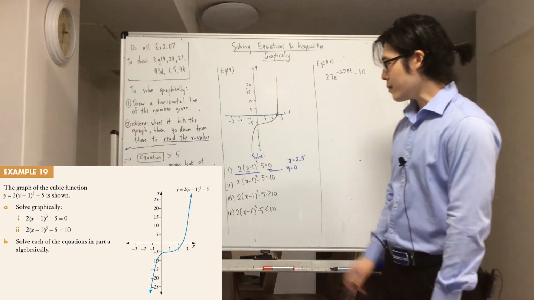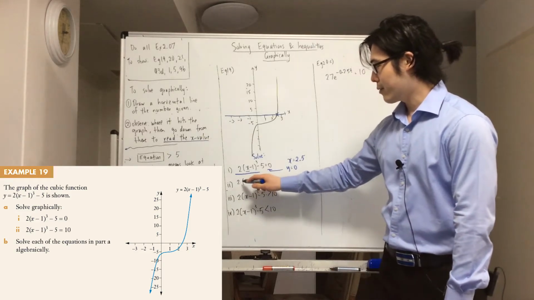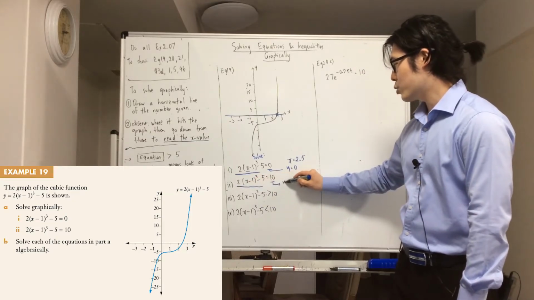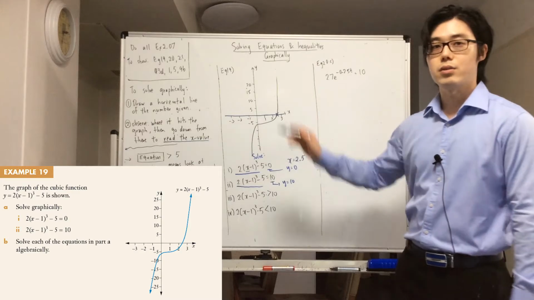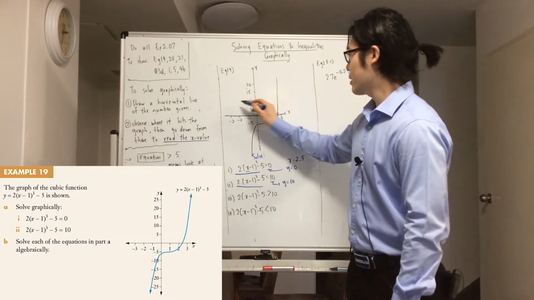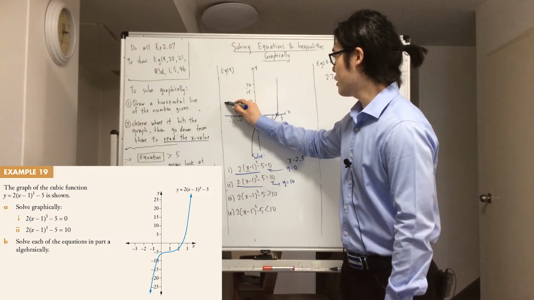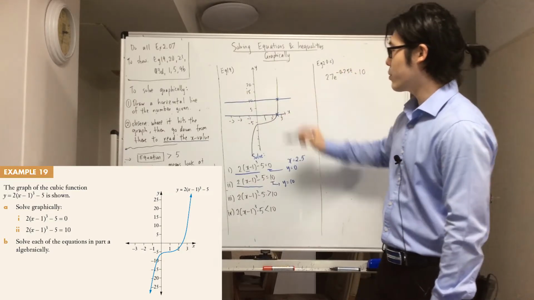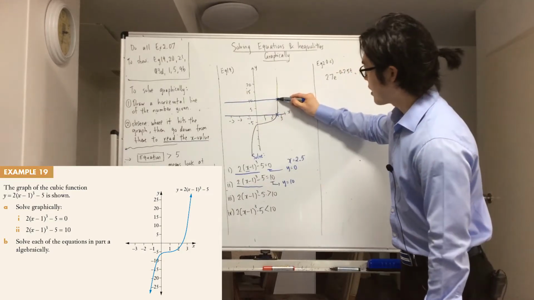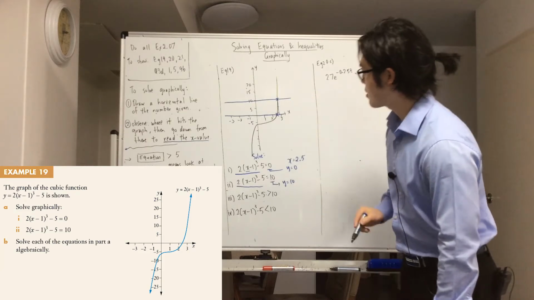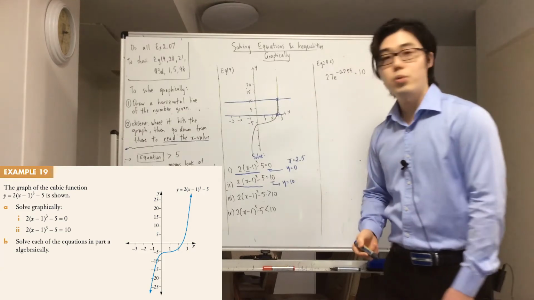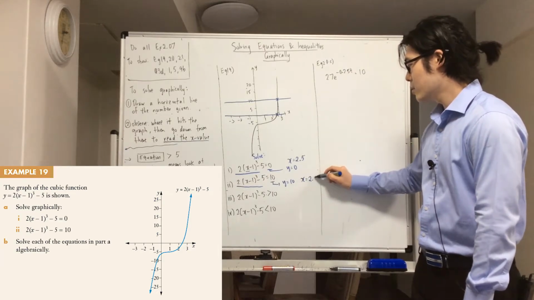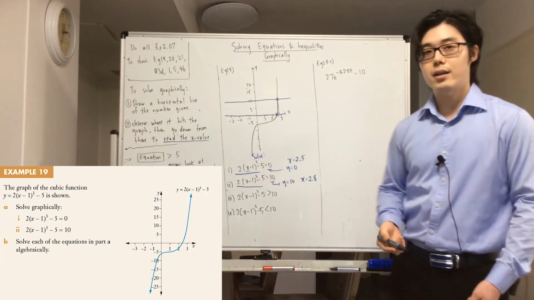Similarly, for the second part, if it says solve that is equal to 10, I'm going to draw the y = 10 line on the graph. So y = 10 is here, and I draw a straight horizontal line. That's where it hits the graph, and then go down to read what the value is. From my graph, it looks like 2.8 or something. So that's your answer.